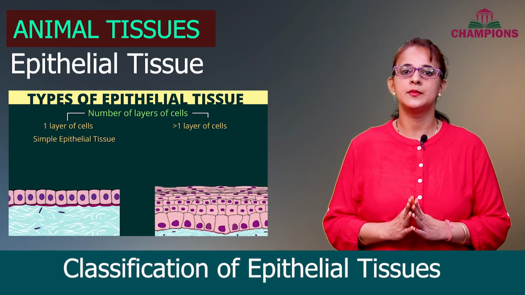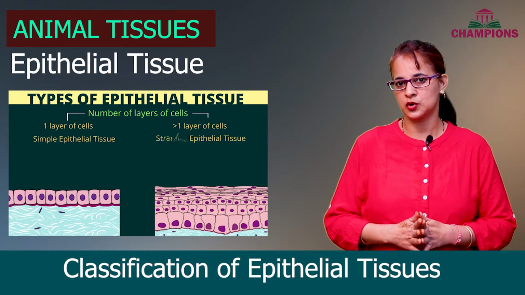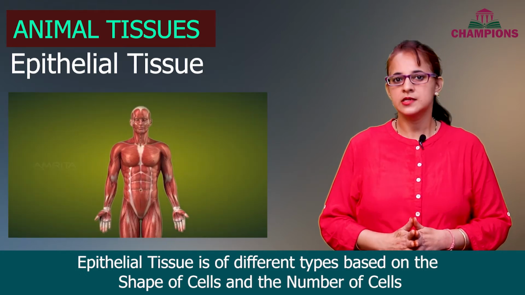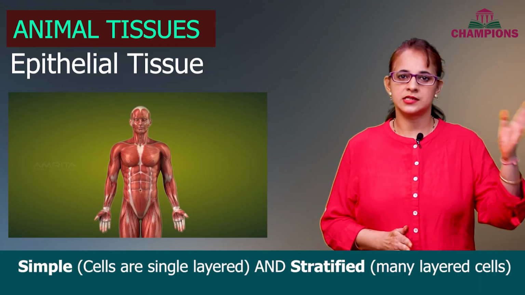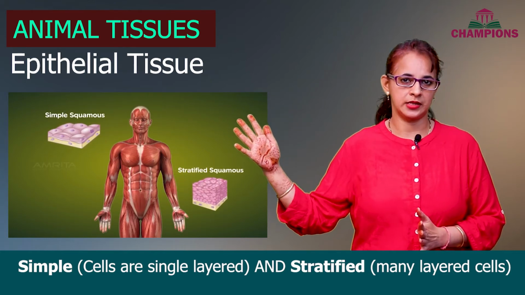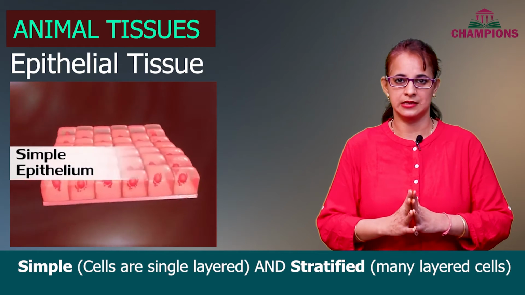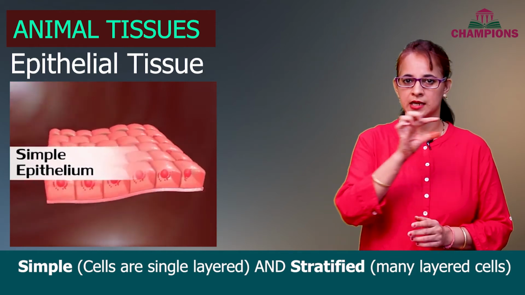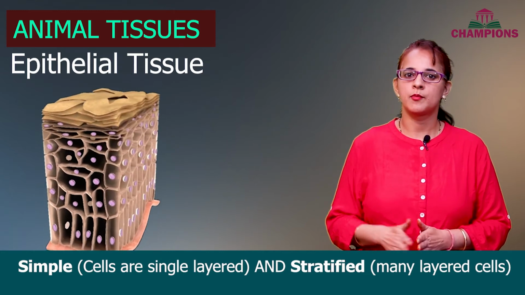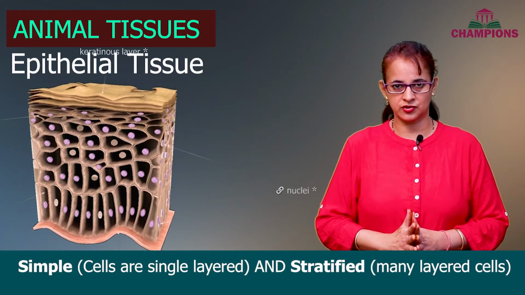Now, how many types of epithelial tissues are there? The classification of epithelial tissue is based upon 2 factors. One is number of cells. Based on the number of cells, epithelial tissue can be simple epithelium and, not compound, but stratified epithelium. So simple epithelium means the cells are single layered cells. Epithelium is just made up of a single layer of cells, whereas stratified epithelium means the cells are made up of many layers of cells lying one over the other to form a strata-like structure.